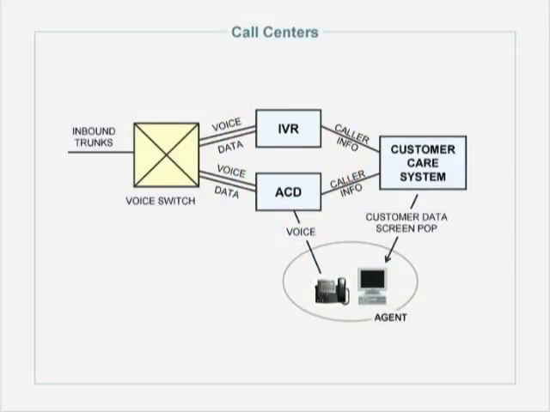To finish off, we'll just go through some of the other equipment, particularly that's used in a call center. This graphic shows a block diagram of the equipment that goes into a call center. We've got a switch, and typically that's a PBX. We've got an interactive voice response system, an IVR. We've got an ACD, an automated call distributor. There's a customer care system.